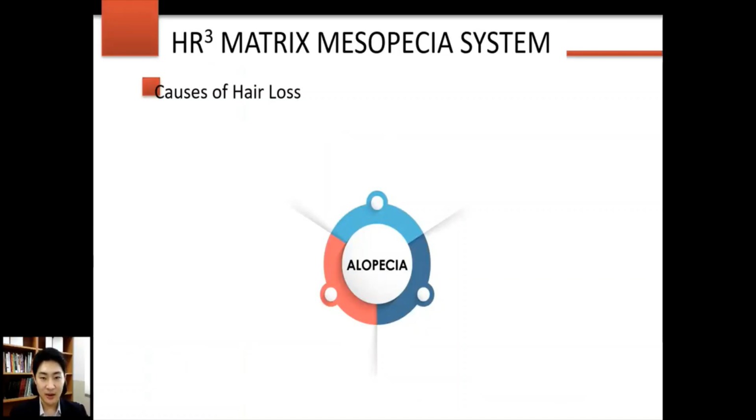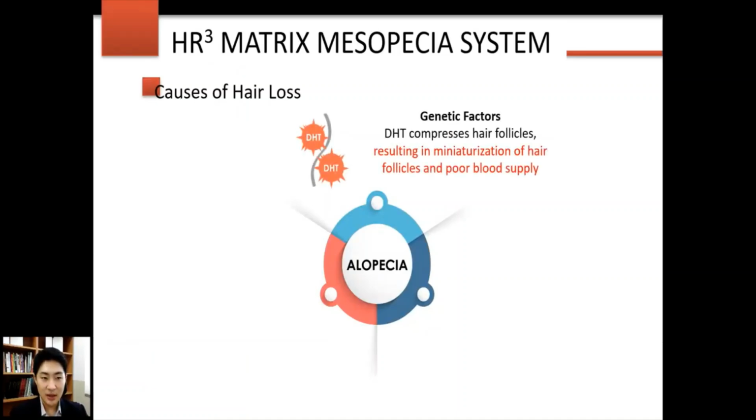What causes hair loss? First, the most important is the genetic factors. When dihydrotestosterone, or simply DHT, is produced in the scalp, this hormone directly attacks the hair follicles and crushes them, eventually reducing the blood supply.